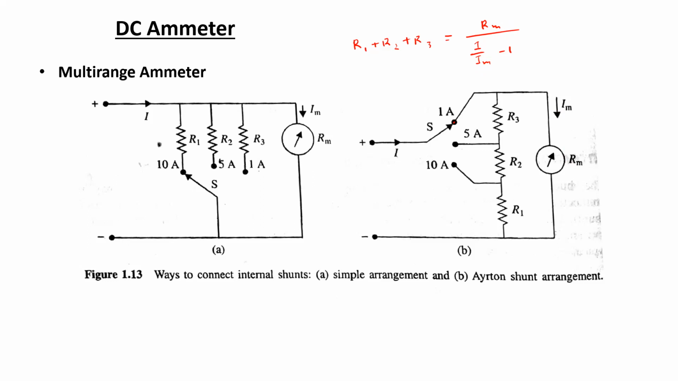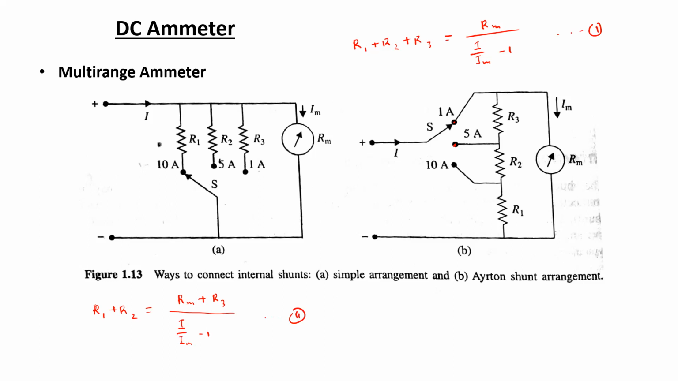PMMC arrangement. Now when the switch is located at the second terminal, which is for 5 ampere, what would be the equation for the shunt resistance? In this case it would be R1 plus R2, and the other resistance R3 is now going to be added up with Rm. So it would be Rm plus R3 divided by I by Im minus 1. Let's say this is the first equation, and this is the second equation.